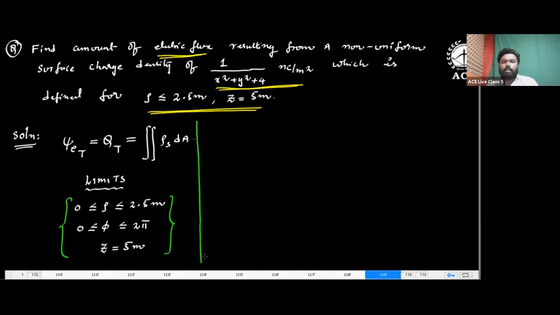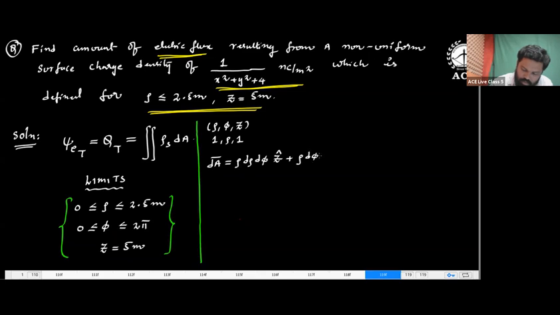Okay, let us proceed further here. How do you find out the differential area here? Here is a coordinate system: rho, phi, z. Scaling factors are 1, rho, 1. Differential A is equal to, first two: rho d phi z cap. Next two: rho d phi dz rho cap plus dz d rho phi cap.